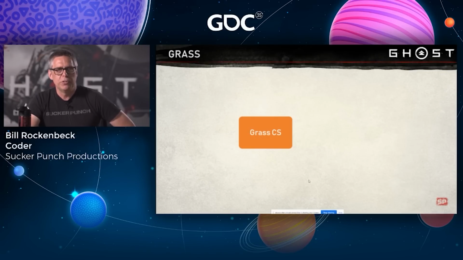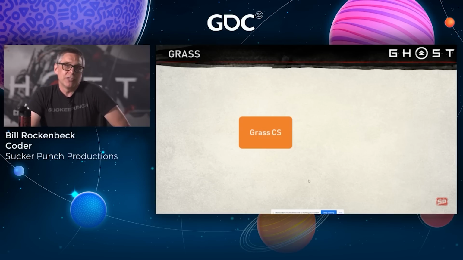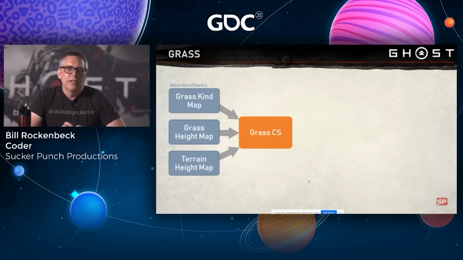Of course, it's all done in the GPU. There's a compute shader, which generates each blade of grass, each frame. We dispatch one instance of the shader for each terrain tile out in front of the camera with one thread per potential blade of grass. Each thread first does a lookup into a grass kind map to figure out whether there should be grass here at all, and uses the terrain height map to position it.